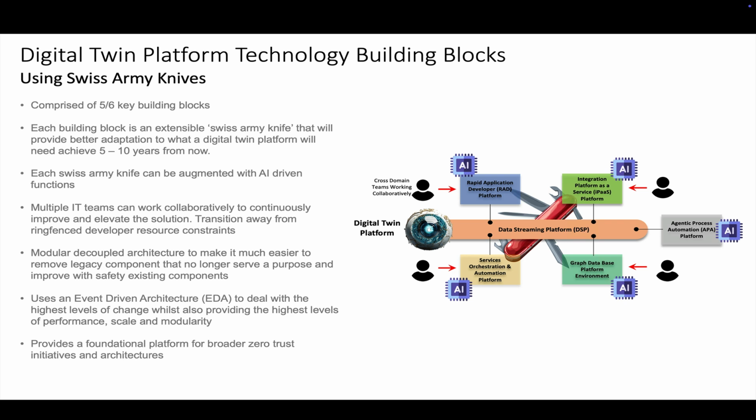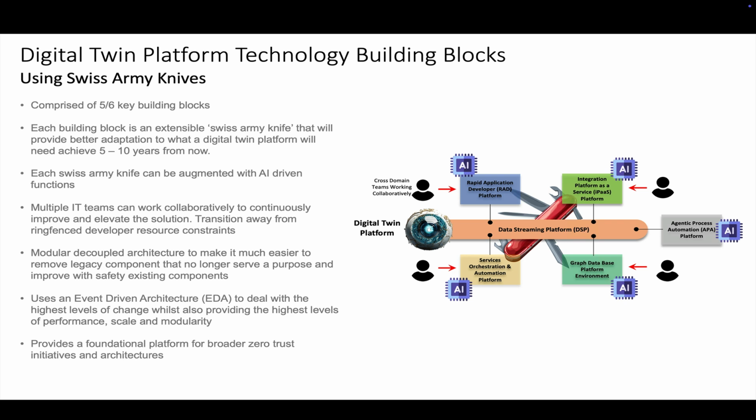The first important point to call out is that in this architecture, we have 5 or 6 key technology building blocks, which can be thought of as Swiss Army knives. They are off-the-shelf technology solutions such as graph databases, agentic automation platforms, data streaming platforms, etc. For each Swiss Army knife, we pull out the relevant blade or capability depending upon the use case at hand. What we ideally want are best-of-breed solutions for each of the Swiss Army knives so that we have the greatest level of flexibility around the blades that we can pull out and use.